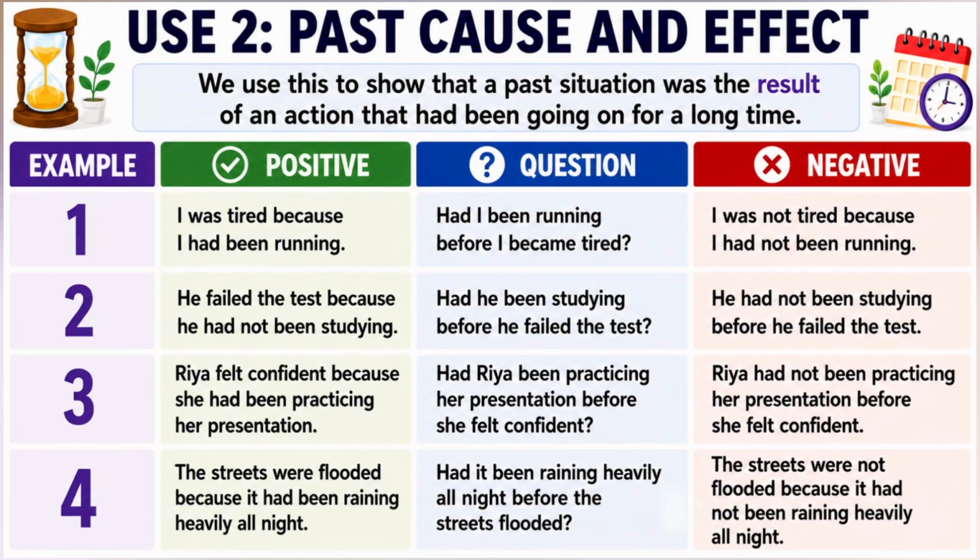Example 4. Positive. The streets were flooded because it had been raining heavily all night. Question. Had it been raining heavily all night before the streets flooded? Negative. The streets were not flooded because it had not been raining heavily all night.